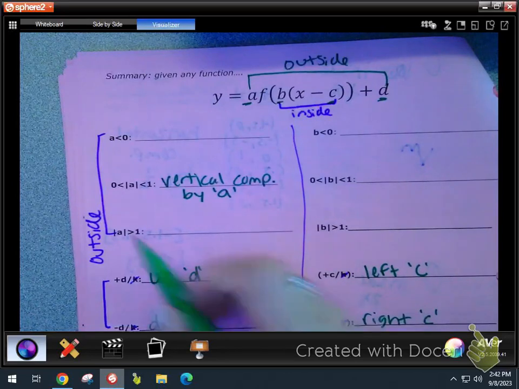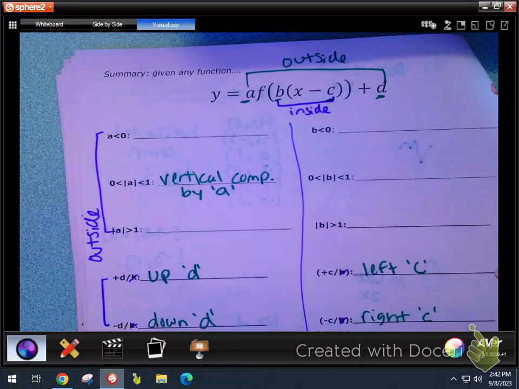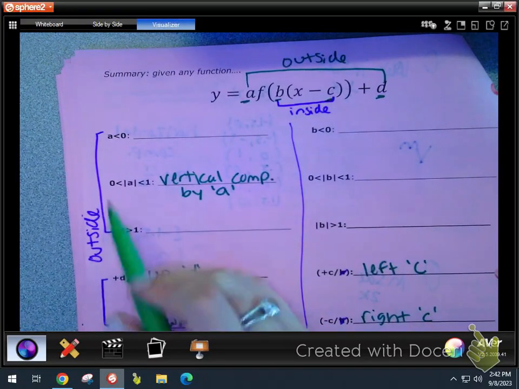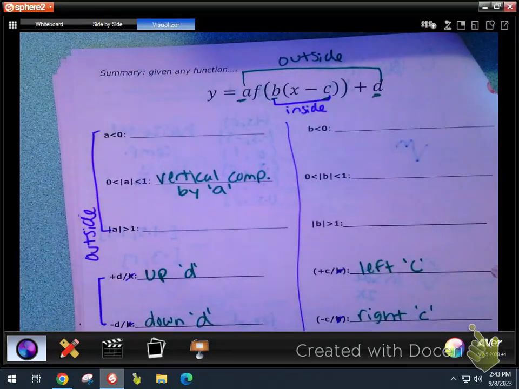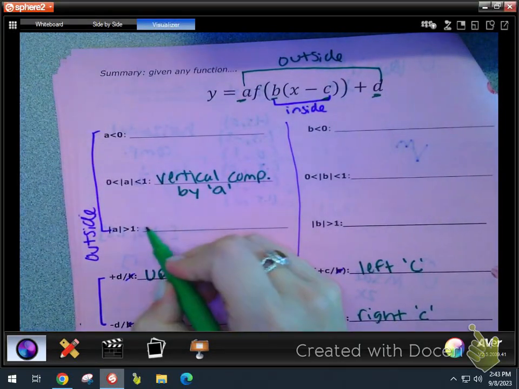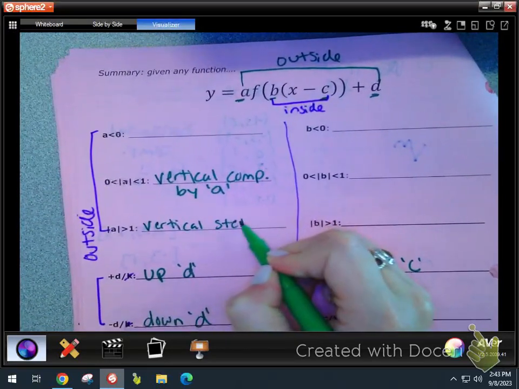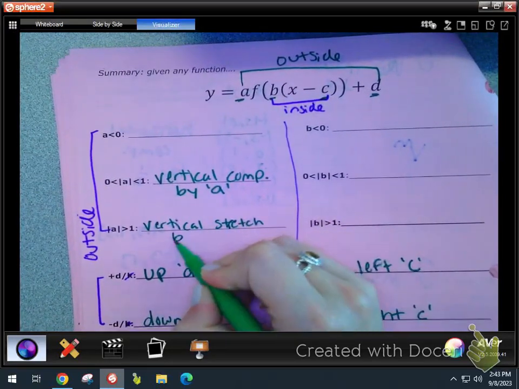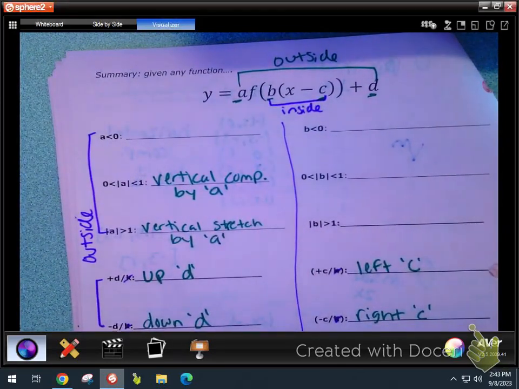Okay? If your A value, and again, it says absolute value, that just means ignore the negative if there is a negative. Okay? The number A itself, if it's greater than 1, what do you think is going to happen to your Y's when you multiply them by a bigger number? That's your vertical stretch. This one just kind of makes sense to me if I stretch by A. So if I have a smaller fraction between 0 and 1, I'm squishing it. If I have a bigger number, then I'm stretching it. Okay? And it's vertical because it's outside. It's the very first thing in the problem.